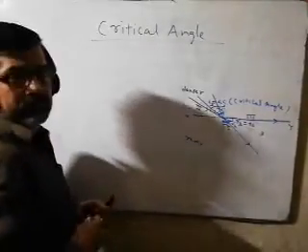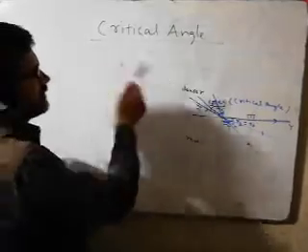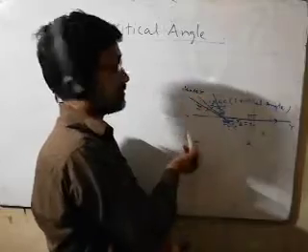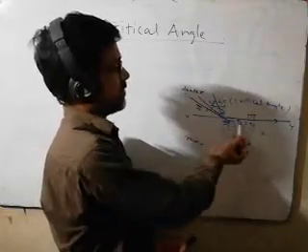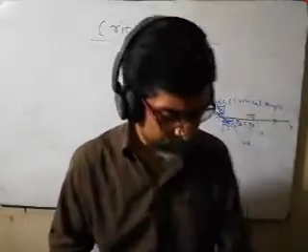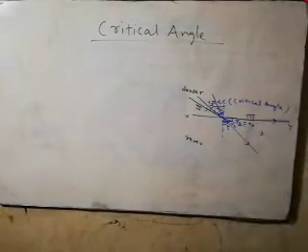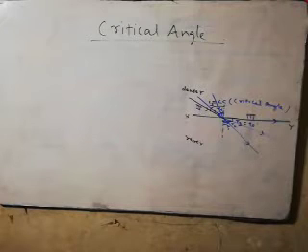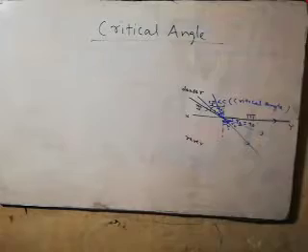So now we can define critical angle. Critical angle is that angle of incidence in denser medium for which the angle of refraction in rarer medium is 90 degrees. Okay students, this is a very important topic, and this will give you a deeper understanding of refraction of light ray. So we are explaining critical angle.